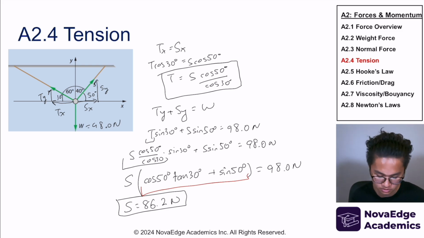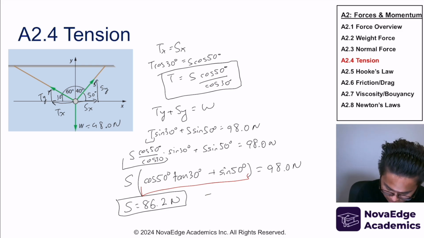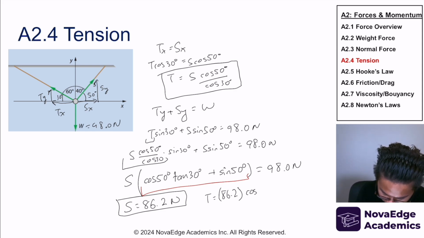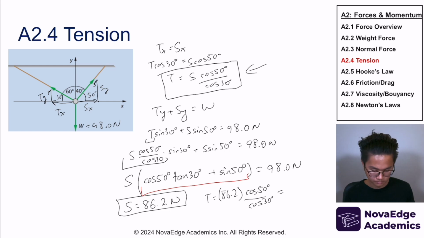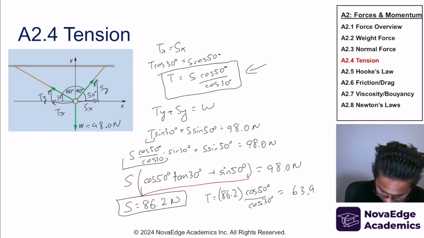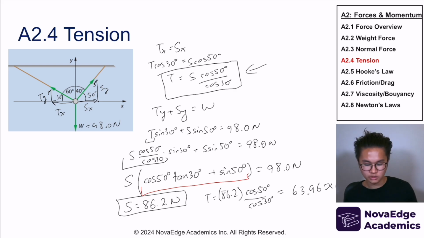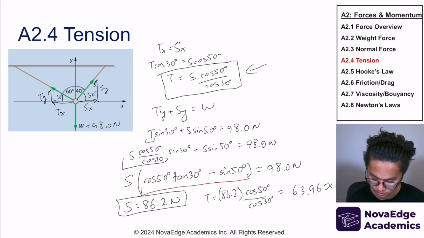Now I can find T because I already have an expression for T. So T is going to be 86.2 times cosine 50 divided by cosine 30. This is from here, right? So that's going to be equal to 63.96, which is 64.0 newtons in the correct significant figures. I'll cover in a separate video what significant figures are, but for now that is 64 newtons.